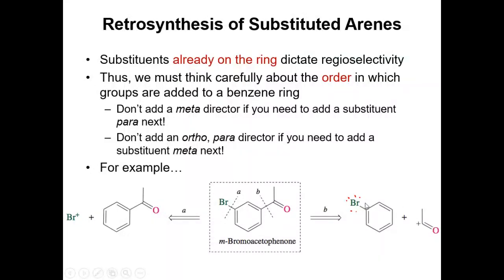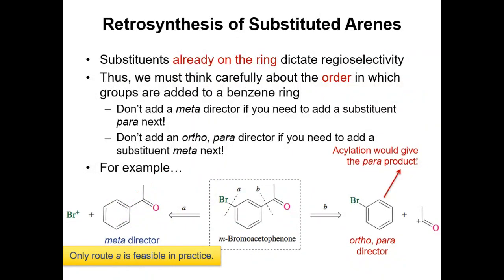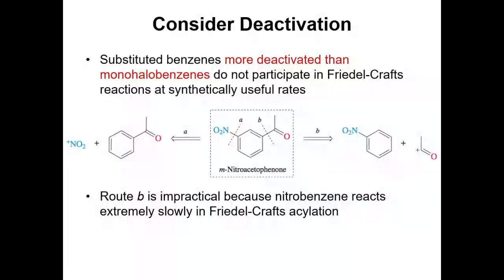No, because the new group will go either here or here. You want it to be here, meta to the bromine. So think about whether this will work if you put the carbonyl group first. What kind of director is this one? Meta. So this will work. Yes, this is the right approach. That's just some consideration you need to think about when you really plan a synthesis.